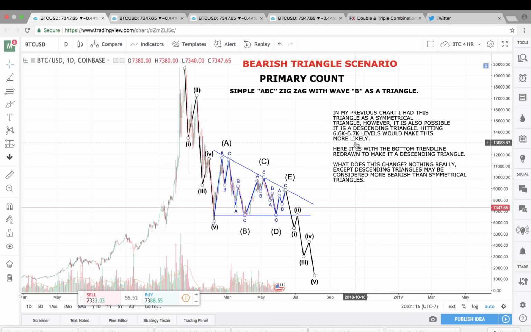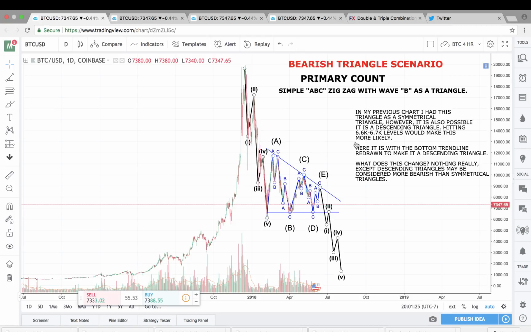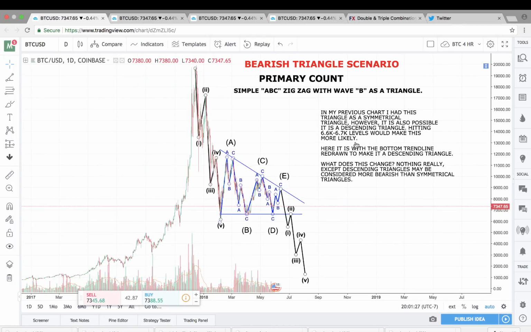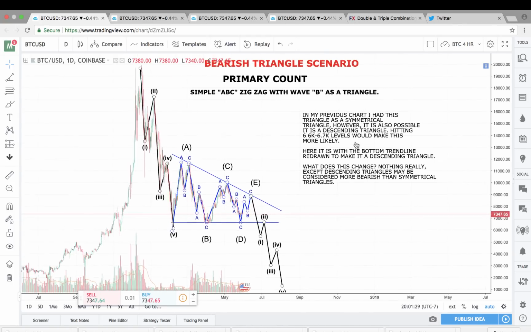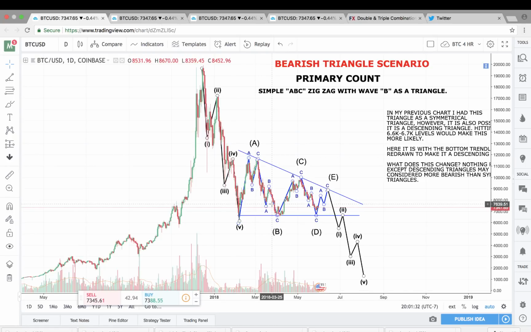So I have 4 scenarios here for you. The first being my current pin scenario. Now there's a few assumptions we're making here with these scenarios. The first is that these first 2 scenarios, we're assuming that we are in a triangle pattern right here. In this scenario, it's an A, B, C, D, E.